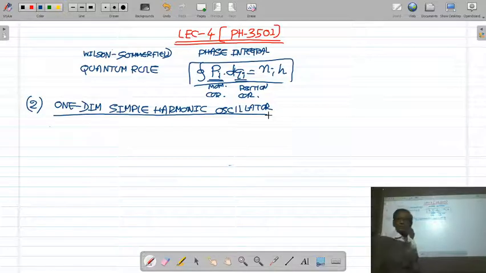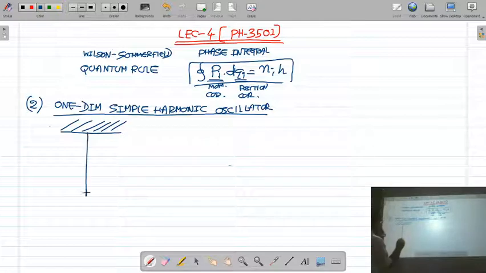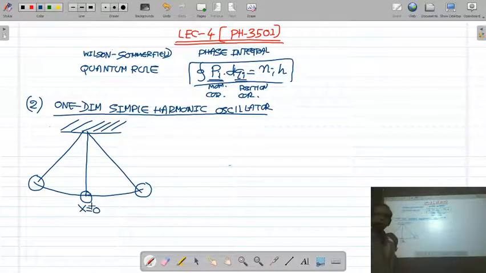You have studied what a simple harmonic oscillator is in 11th-12th. For that, you consider a simple pendulum. Let us consider a simple pendulum which is executing a simple harmonic motion about the equilibrium position. So x is equal to 0 is called the equilibrium position or origin.